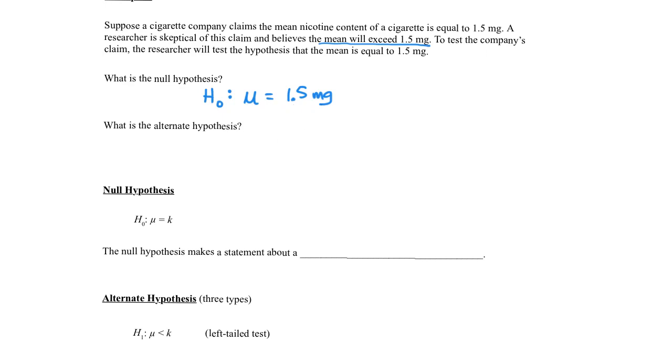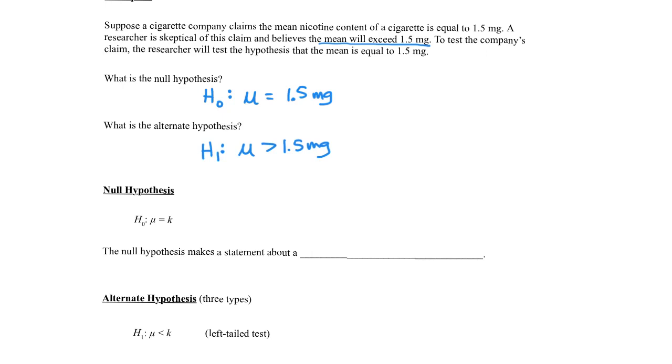Then the alternate hypothesis, the way we write that is H sub 1, or if you prefer, H sub A. That's the other way to write it. And we look at this. This researcher believes the mean will exceed 1.5 milligrams. So the belief is that the mean is greater than 1.5 milligrams. So the alternate hypothesis is set up this way: mu is greater than 1.5 milligrams.